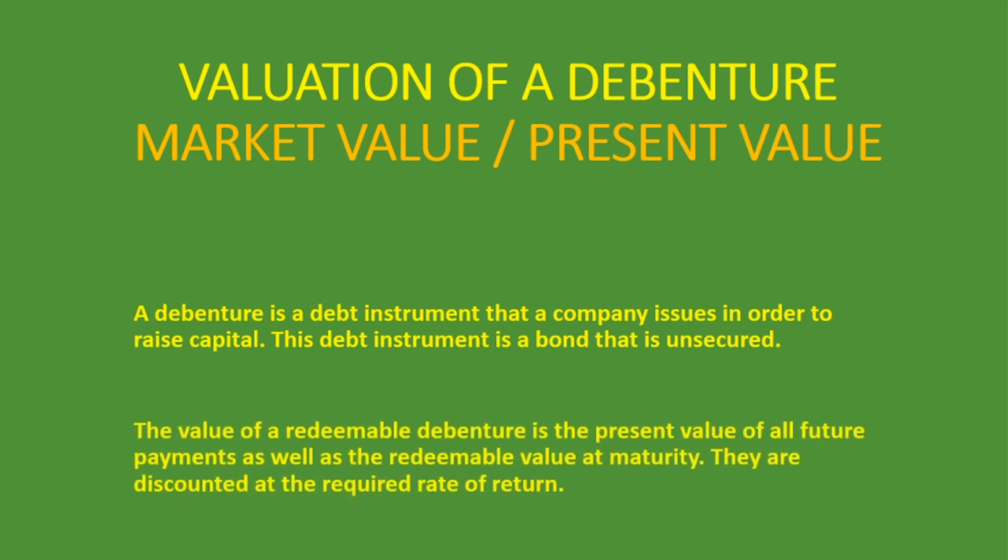The value of a redeemable debenture is the present value of all future payments as well as the redeemable value at maturity. They are discounted at the required rate of return. So how do we calculate the market value, the present value of a debenture? Well, we discount all the future payments as well as the redeemable value at maturity.